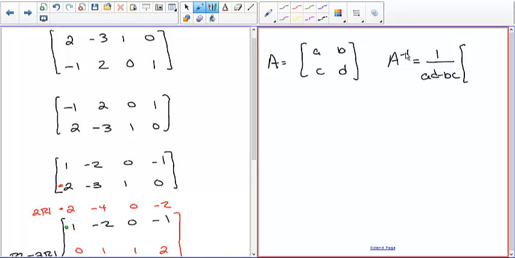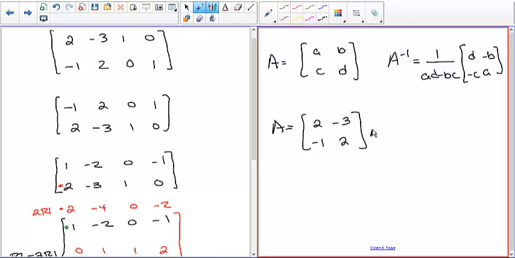So if you look at page 557, you get D, A and then negative C, negative B. So what I'm doing is I'm switching these two diagonally, and I'm not switching the other two, but I'm making them negative. So for our particular case, our A matrix, here it is, it's 2, negative 3, negative 1, 2.